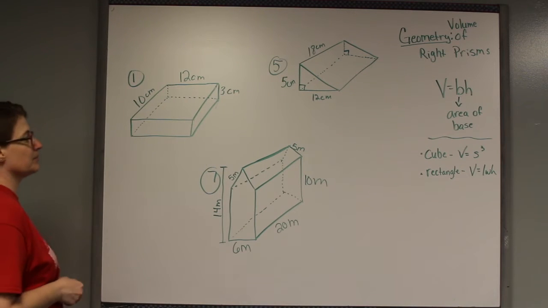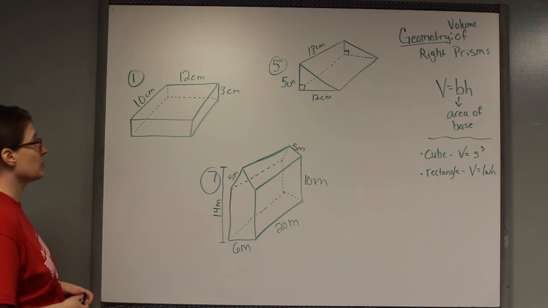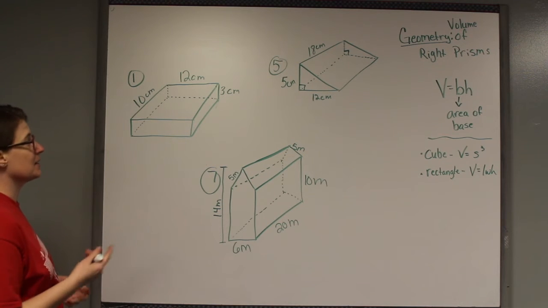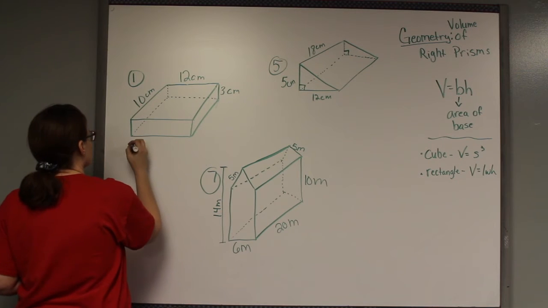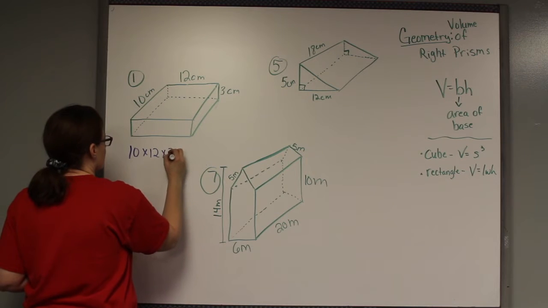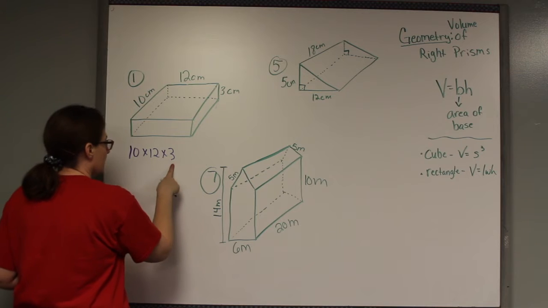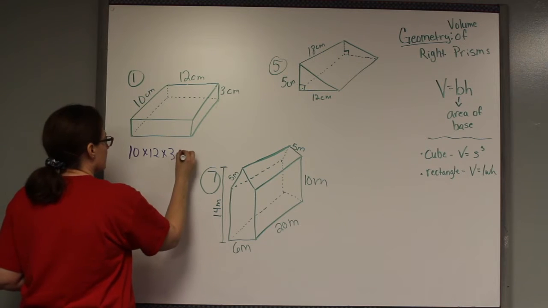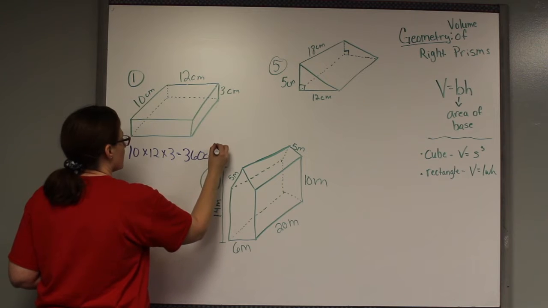I'm covering a different array of problems. On number 1, it's a rectangular prism. And so I just need to do my length times my width times my height, which would be 10 times 12 times 3. 10 times 12 is 120, and 120 times 3 is 360 centimeters cubed.